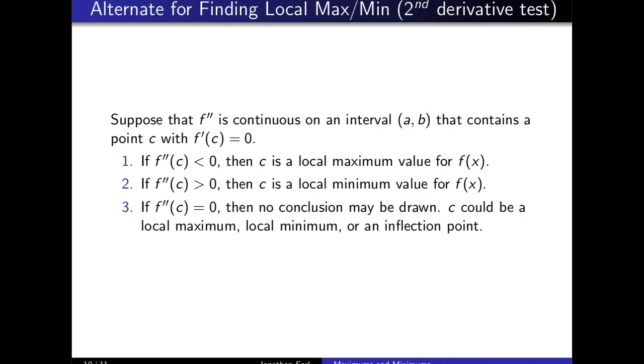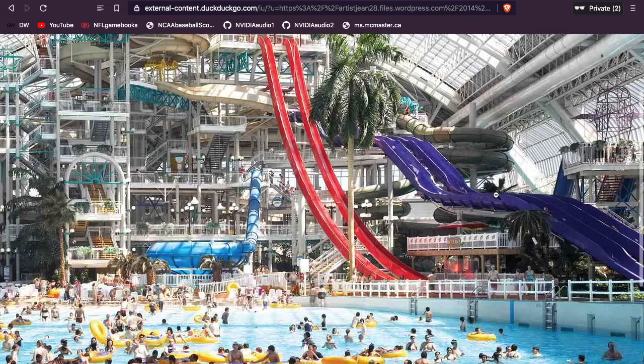And if you have neither, if your second derivative is 0, you're going to have no conclusion. So it could be the case that you've got a local maximum or local minimum or neither. All three cases are possible. So if I go back to the water slide here, if you were to plot this, your second derivative would be 0 at this point, where the water slide is plateauing. And as we said, we have neither a local maximum or minimum.